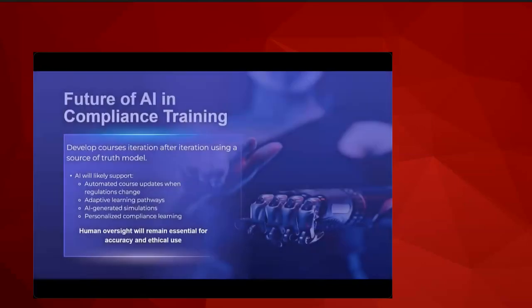Future of AI in compliance training. When we look at the future of AI in compliance training, the direction is not full automation. It is controlled, iterative development grounded in a source of truth. We are moving toward a model where courses are developed and refined iteration after iteration, with AI supporting updates as regulations change. This could include automated content updates, adaptive learning pathways based on learner performance, AI-generated simulations, and more personalized compliance experiences. However, even as these capabilities expand, human oversight remains essential.